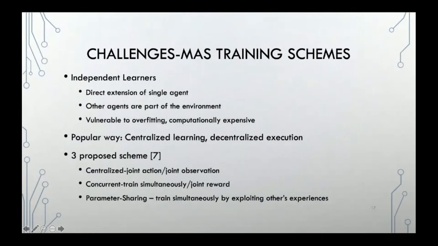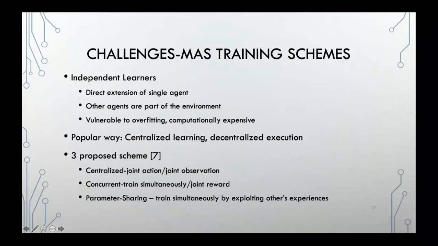But the popular way in multi-agent training is centralized learning and decentralized execution. Decentralized learning of decentralized policies has become a standard paradigm in multi-agent settings because the learning process may happen in a simulator or a laboratory where there are no communication constraints and extraneous information is available. And therefore, this is a very useful approach. And in one paper, the researchers propose three types of scheme.